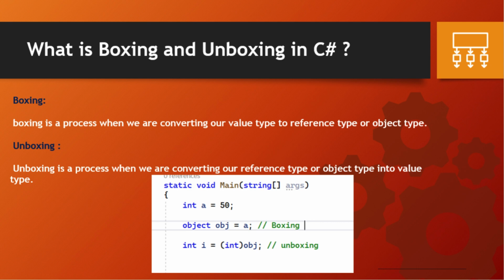Unboxing is the process when we are trying to convert our reference type or object type into a value type. So in the next line we can see we have integer i, and our previous object, we are assigning this to an integer by doing explicit integer typecasting. This process is called unboxing.